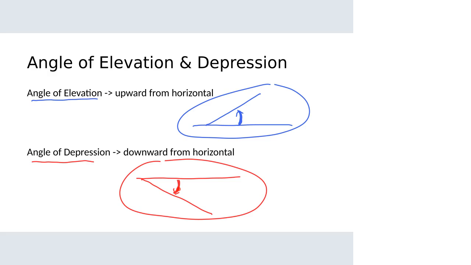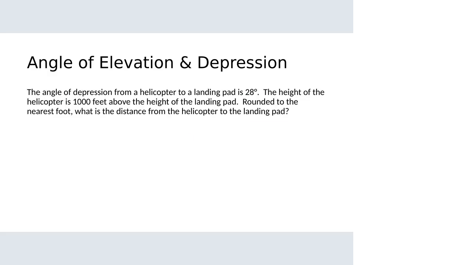Let's look at an example of those. The angle of depression, as soon as I read that, angle of depression, this is down from horizontal. When I draw my picture, I'm going to have an angle that goes down from horizontal. Okay, we read that there.